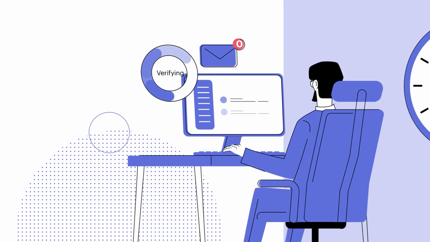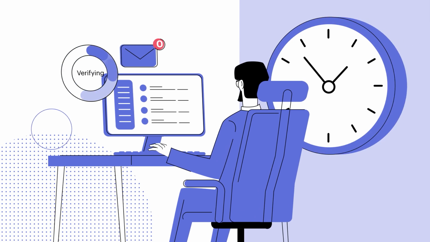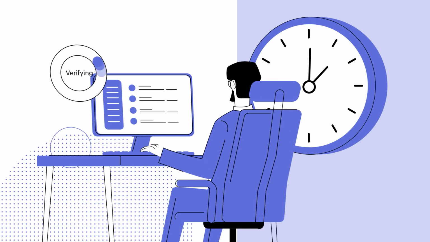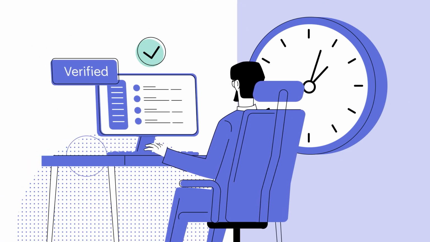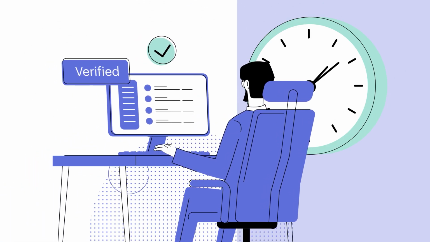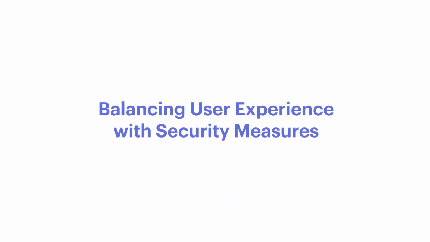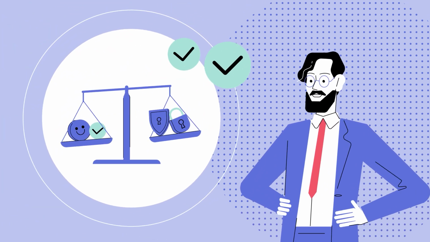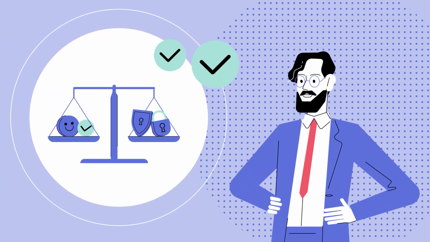Verification delays. Lengthy verification processes, especially during peak times, can deter users. Implementing efficient KYC procedures and automating parts of the process can help. Providing real-time updates and clear communication about the verification process is also important. Balancing user experience with robust security measures is key to a successful account creation process on exchange platforms.